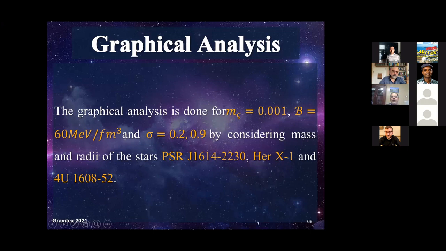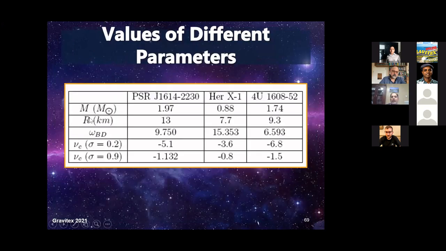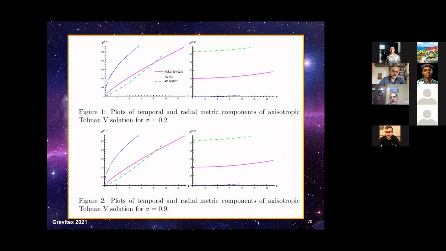So using these parametric values for 3 stars, we obtain values of different parameters: mass, radius, equation of state parameter, then omega, nu, and c, which are 2 different values of the coupling parameter for different stars. So we use these values to draw the graph and check the behavior of the solution.